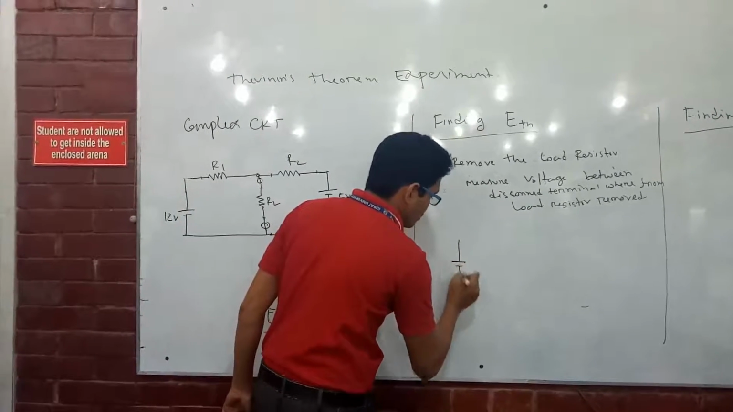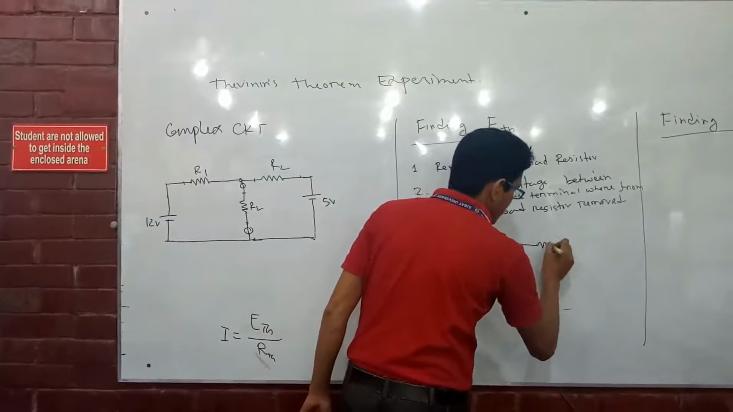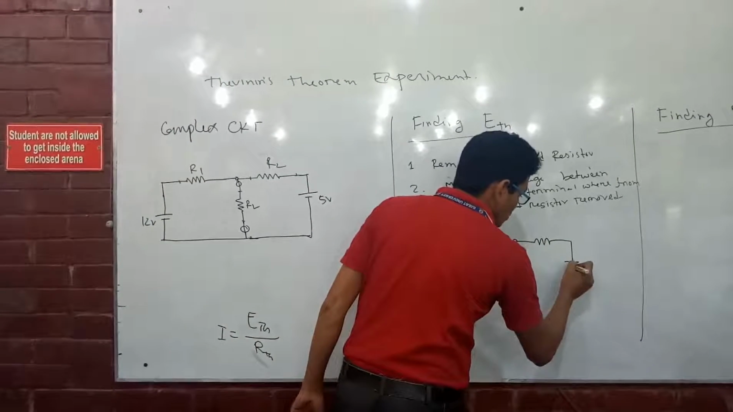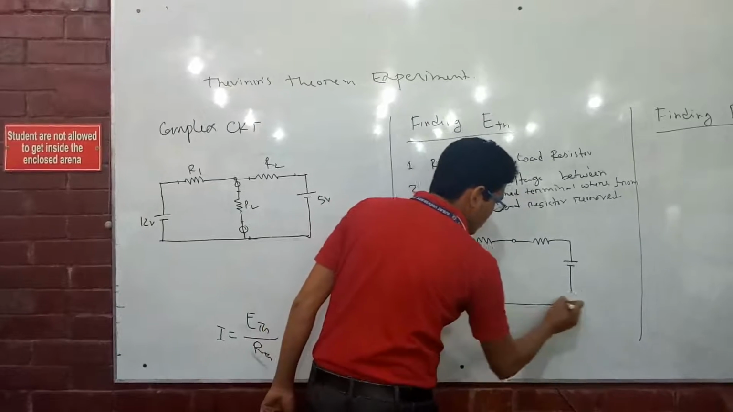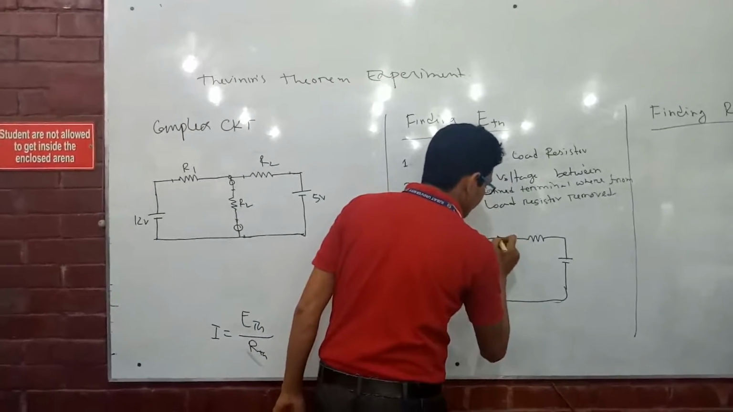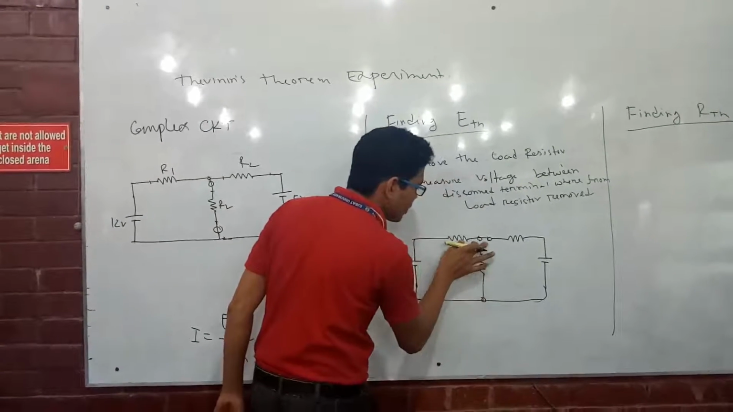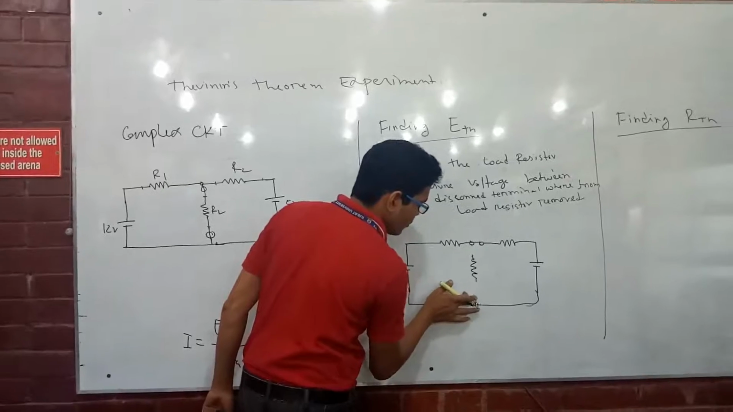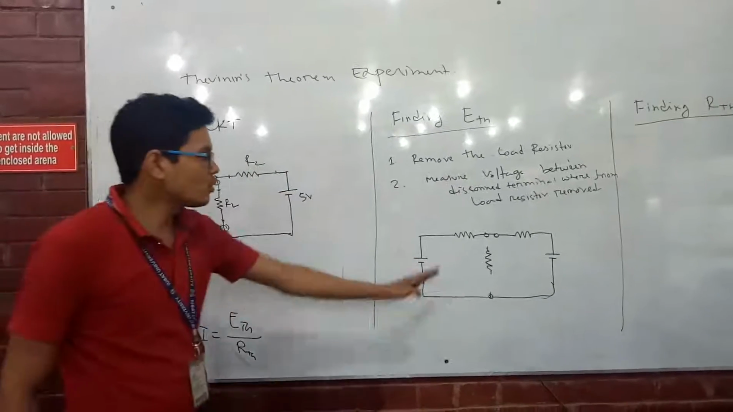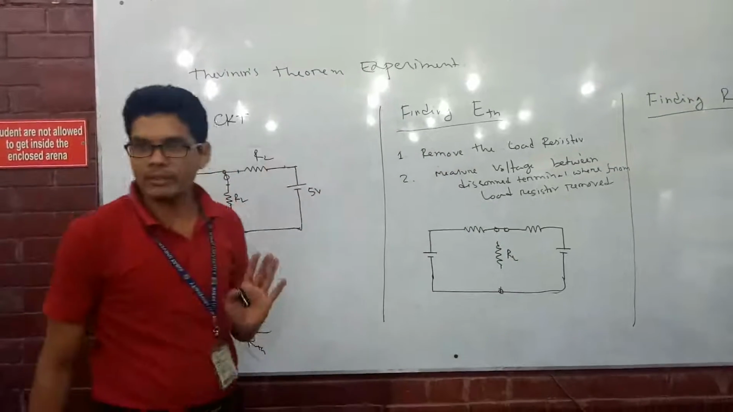There is a source, there is a resistor, then there is another resistor, then another source, and that is where the load resistor is connected. So our first job is removing the load resistor. I have removed it, right? So there is no load resistor by now. The load resistor is removed, disconnected.